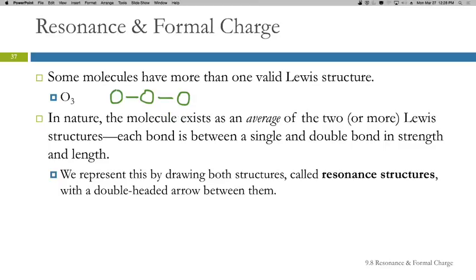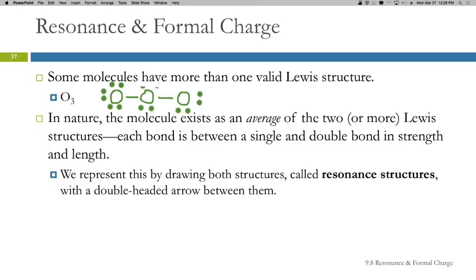Each oxygen atom has 6 valence electrons. There's 3 of them, so we've got 18 valence electrons. So I've already got 2, 4 on the bonds, 6, 8, 10, 12, 14, 16, 18. So there's my 18 electrons. 2 atoms have octets, 1 doesn't. So what do? Make a double bond.